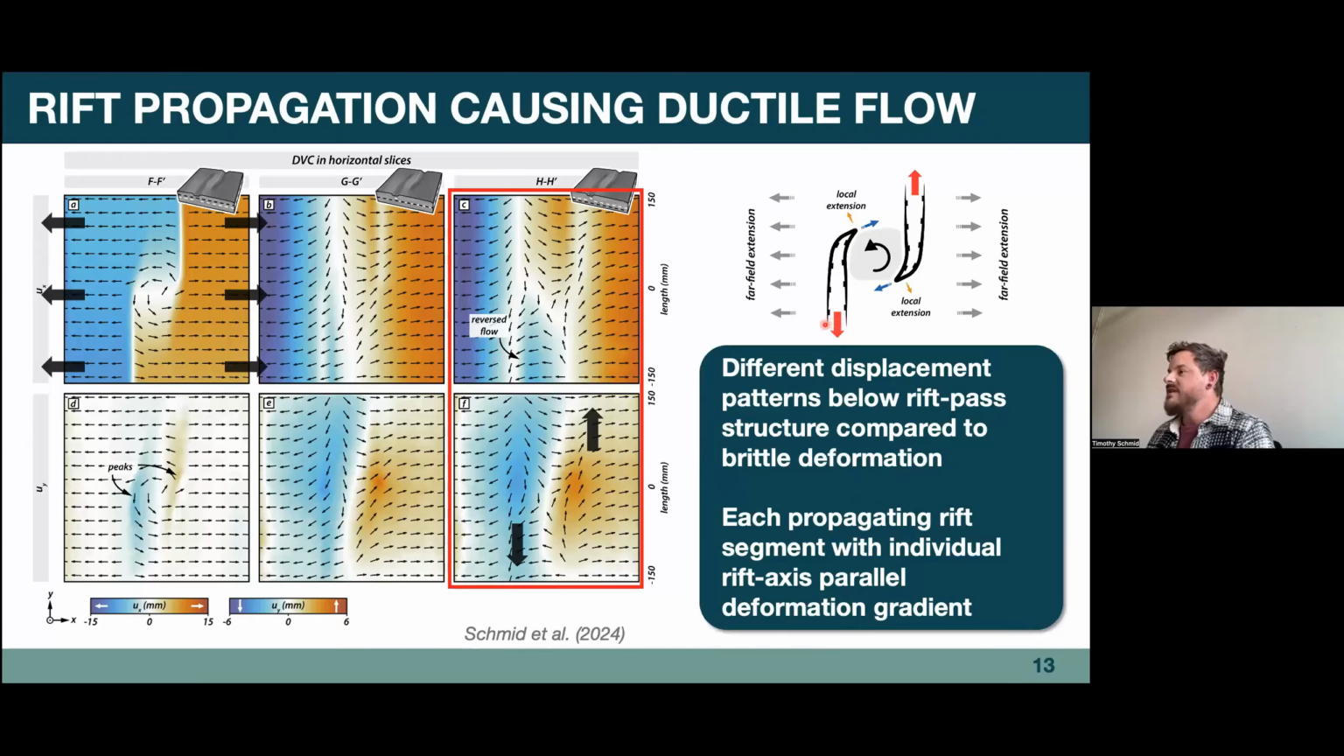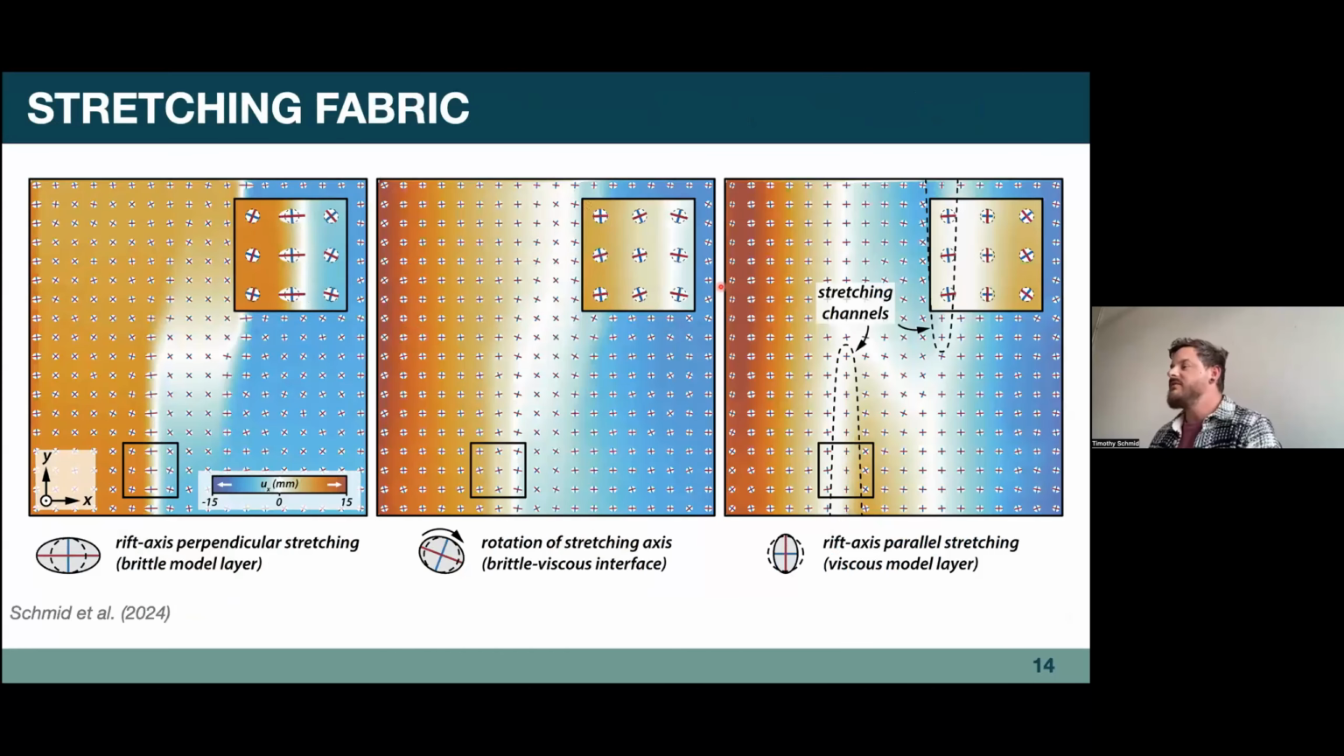And therefore, it makes sense that we have this deformation gradient from the area where they propagate from towards the tip of the rift segment. And in that sense, we should also expect in such an orthogonal rift to create a flow that flows opposingly to the rift propagation. Now, the problem in nature with detecting such rift axis parallel flow is that we only can see that if the rift axis parallel flow starts to create a stretching fabric.